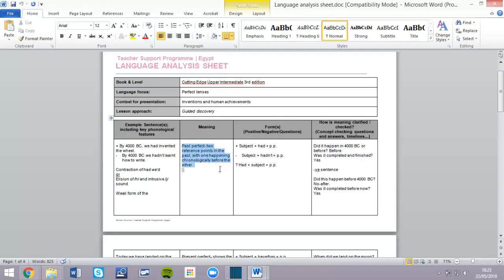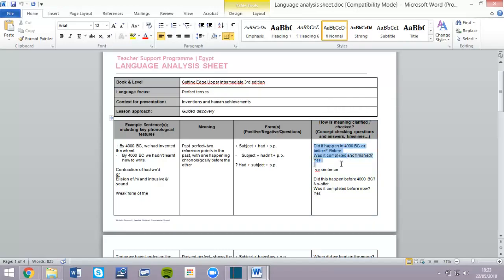In the next column, we're looking at the meaning. So I've given it the meta language of the past perfect, and then I've explained what the past perfect actually means. And then, much like you will have done on the CELTA 2, I'm sure, we're looking at the form in the positive, the negative, and the question form where necessary. And lastly, how you intend to check the meaning.